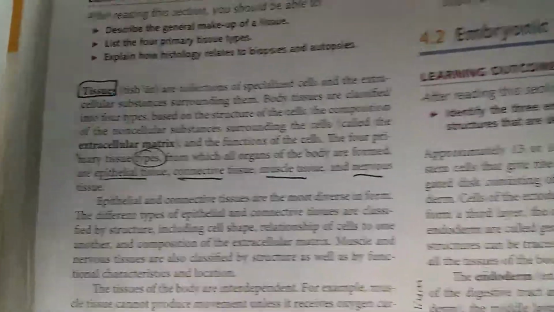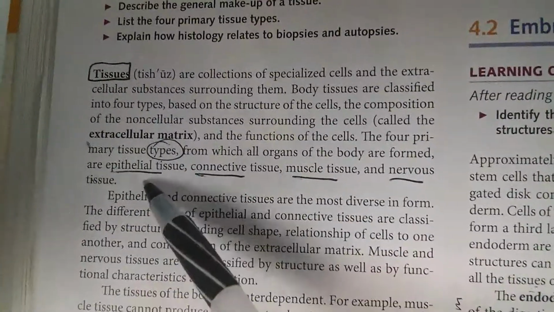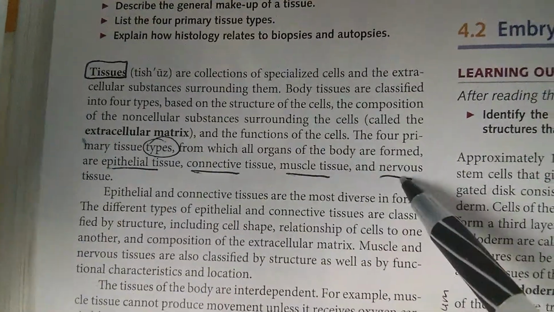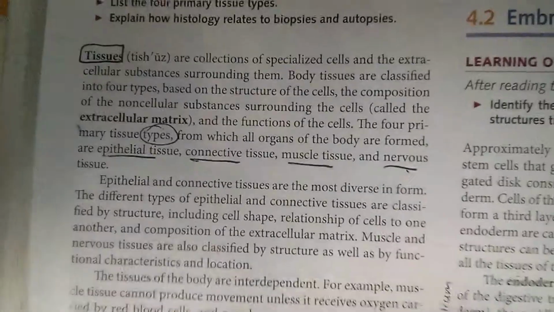Okay, so we're going to be talking about Chapter 4, which is about the tissues. And from the first page we learned that there are 4 different types of tissues in the body. We've got epithelial, connective, muscle, and nervous. So the first type of tissue we're going to be talking about is the epithelial tissue.